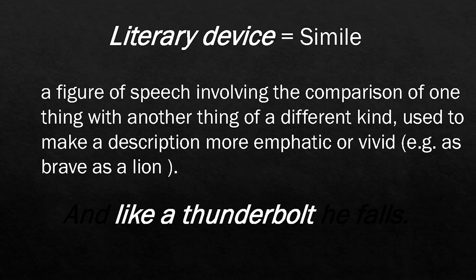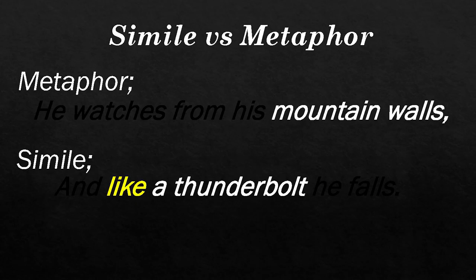Which brings us to the final line of the final stanza. "And like a thunderbolt, he falls." The literary device used in this line is known as simile, a figure of speech involving the comparison of one thing with another thing of a different kind, used to make a description more emphatic or vivid. Now, the best example for this is as brave as a lion. In this case, the simile present in the aforementioned line is like a thunderbolt.